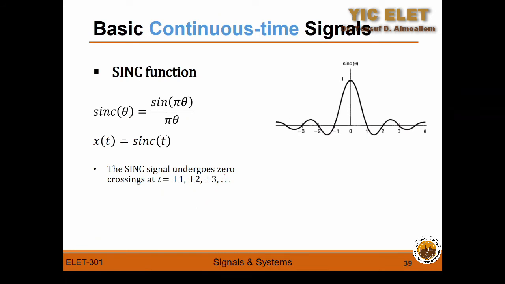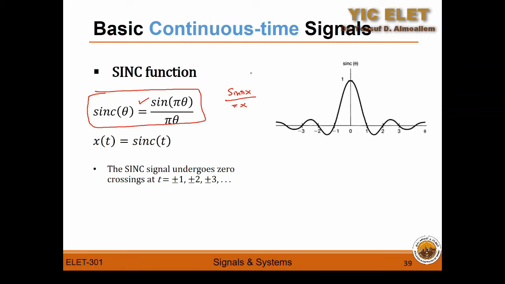Now we have finished the sinusoidals, sine and cosine, in continuous time and discrete time. Now I just want to move to the sinc function. The sinc function is defined as follows. As you can see here, it is sine pi theta over pi theta. Sometimes it's written this way: sine pi x over pi x. So somehow it is sine x over x.